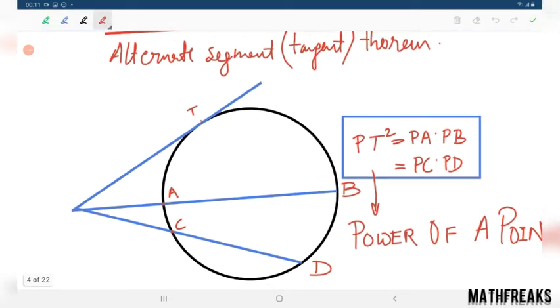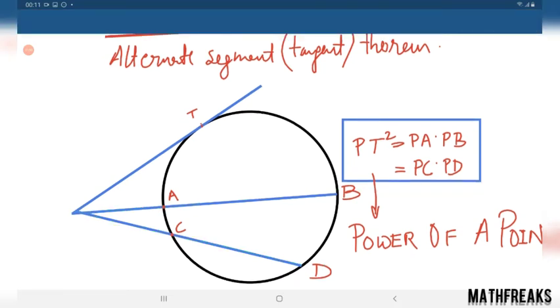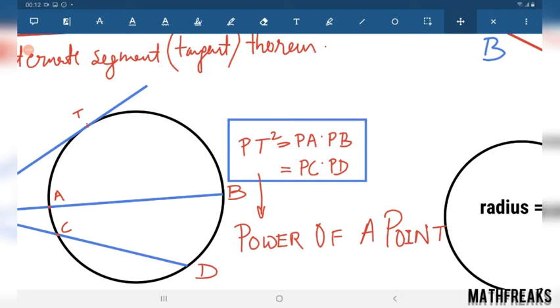This is a tangent from a certain point P. This is a chord, PA, PB, PC, PD. And the relation is as follows. This can also be proved very easily, but we are not interested in the proof. Power of a point, very important.